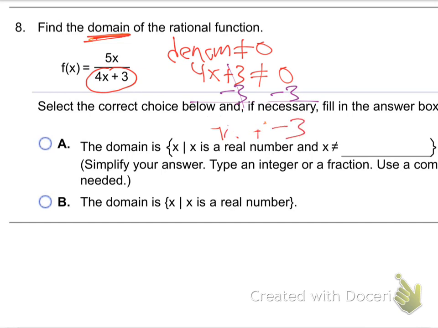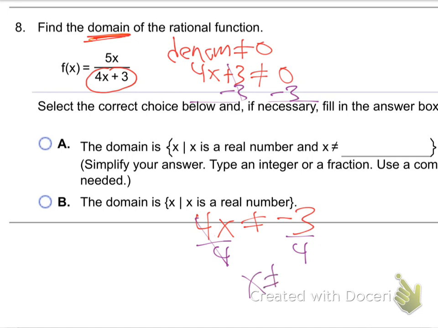Let me move it down here. It's kind of all clogged up there. So 4x not equal to negative 3. What do I do to finish getting x alone? Divide by 4. Last step's always dividing, huh? Right, divide by 4. So x cannot equal negative 3/4. Everybody see that? X can be any other number. You can put anything else you want into that function. But don't put in negative 3/4, because if you do, you're going to make that denominator 0.